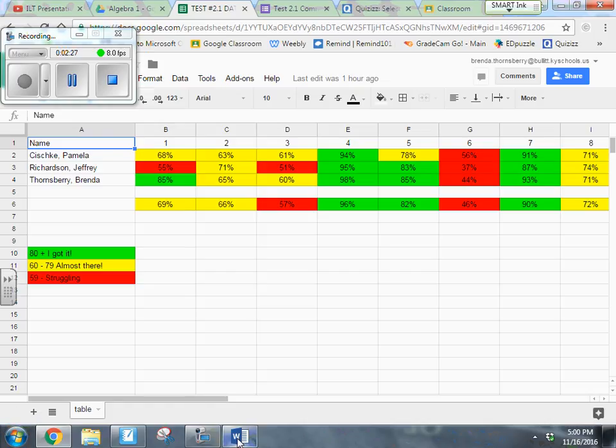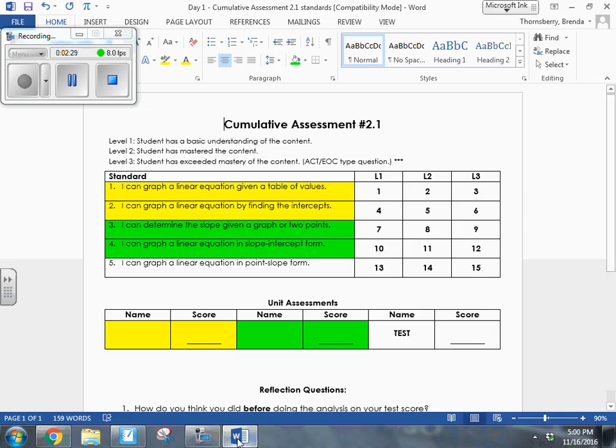So after their test, the kids go back to this paper, and they highlight the questions that they got right in a completely different color. Usually what they find out is that they're missing this column. They're not getting the level 3 questions right. This gives the kids pretty good insight.